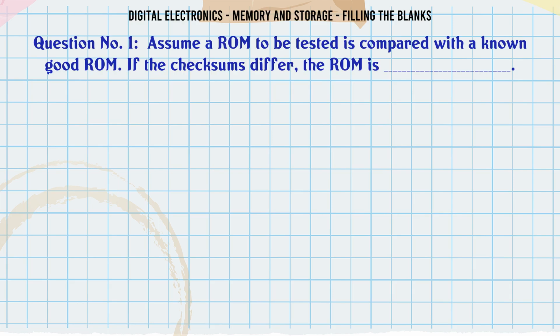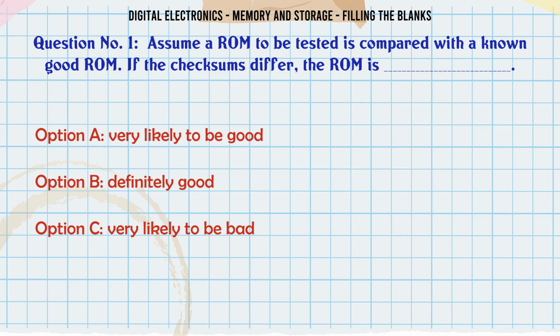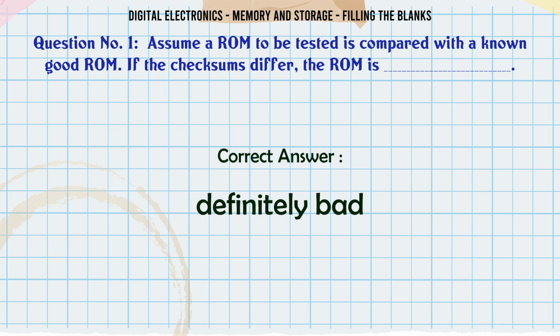Assume a ROM to be tested is compared with a known good ROM. If the checksums differ, the ROM is A. Very likely to be good. B. Definitely good. C. Very likely to be bad. D. Definitely bad. The correct answer is definitely bad.